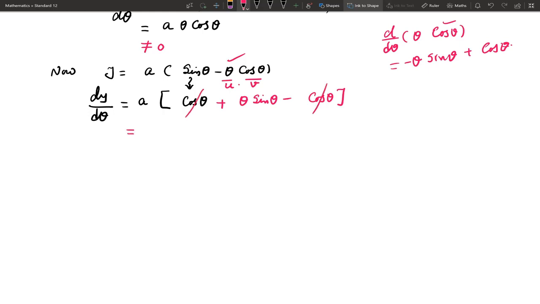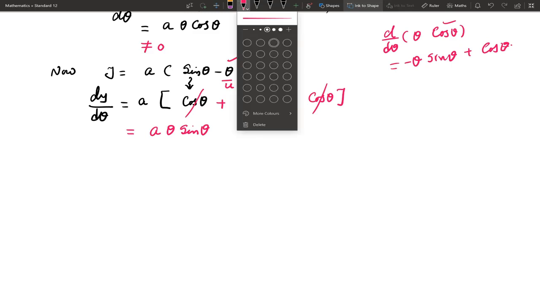So this is a into theta sin theta. This is dy by d theta, a into theta sin theta. So now we can write dy by dx.